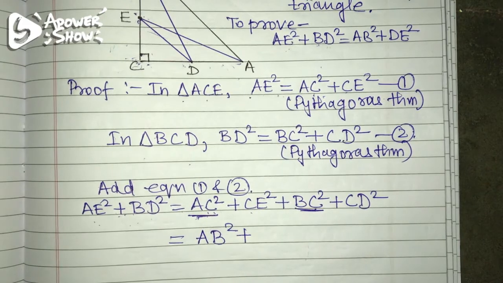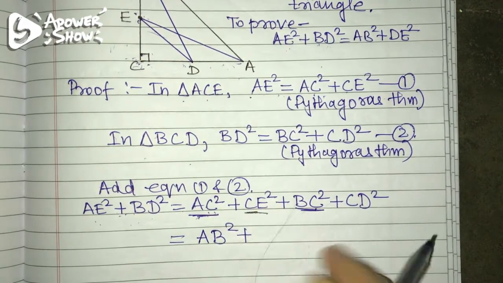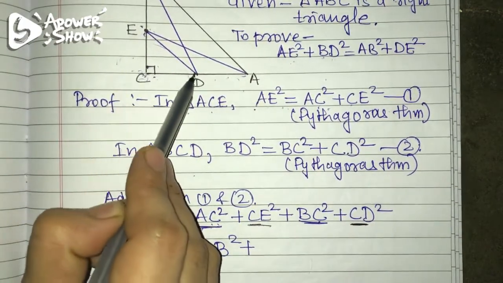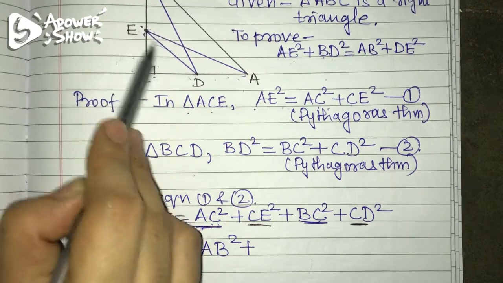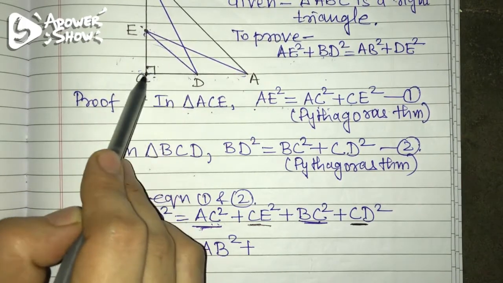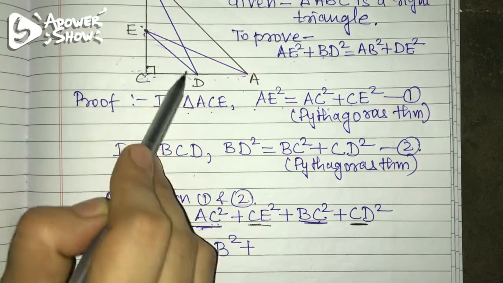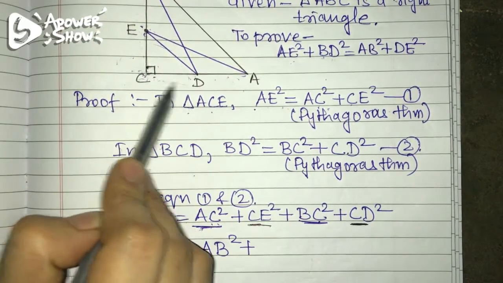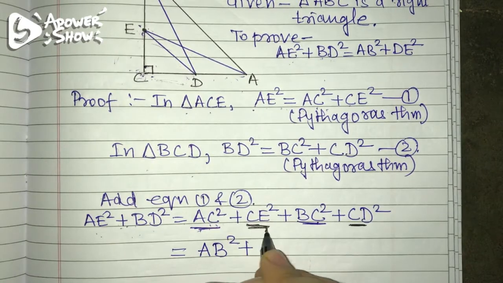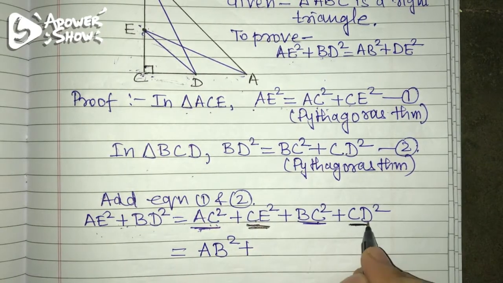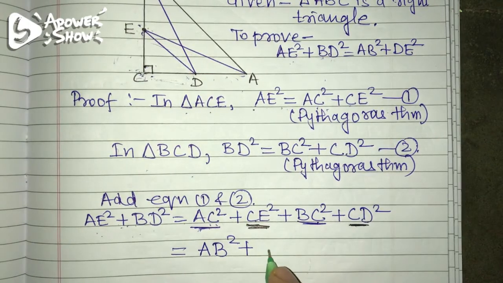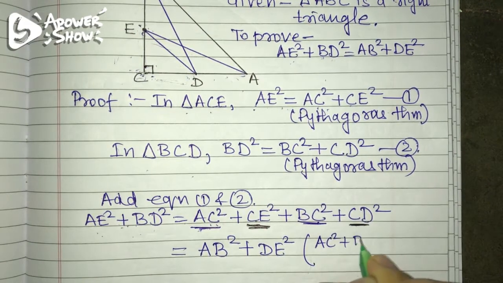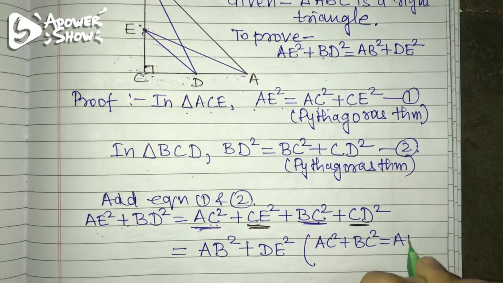Similarly, this CE square and CD square. Just look here, this smaller right triangle CED. This is again a right triangle, and in this right triangle ED is the hypotenuse. So ED square equals to CE square plus CD square. So CE square plus CD square is equal to DE square.